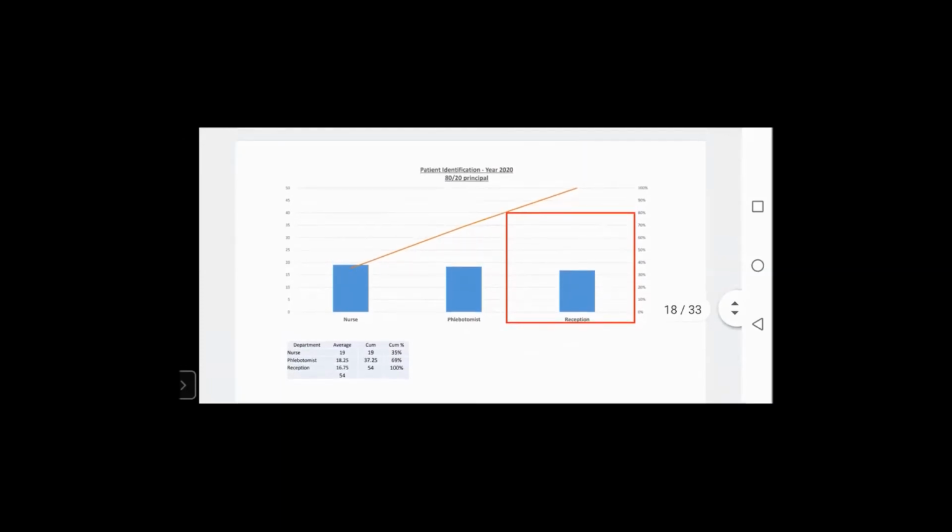Okay, next. Here, doctor, we are representing the Pareto chart. Here, the vital few were the reception, and they are the most important department. You can see that patient identification relies on this department. We have to focus our improvement on the reception and make sure that they keep improving.